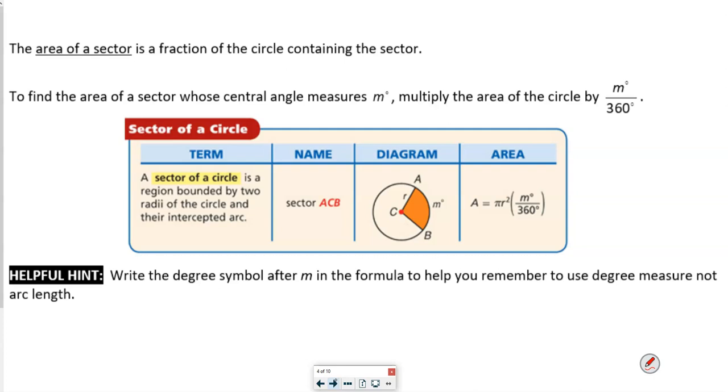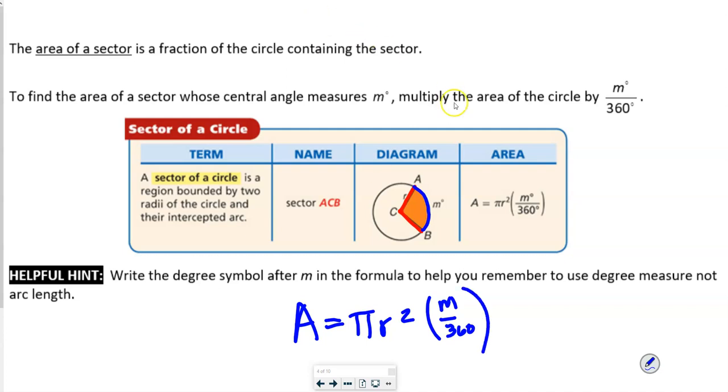So a sector of a circle is a region bounded by 2 radii. Notice we've got a radius here, and we got a radius here, right? And then its intercepted arc, right? So that's what this is, okay? So we can measure this, remember, because it's a central angle, either by the angle or by the arc. And so what we're going to do here when we're trying to find the area of the sector, we're going to use the formula for the area of a circle. Now, the area of a circle is pi r squared, okay? And that's on your formula sheet. And then the reason why we multiply it by this fraction is because, again, we only have a fraction of the circle. So we're going to multiply that by m over 360, okay?